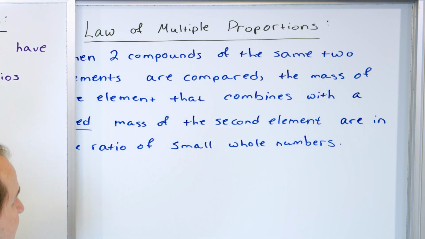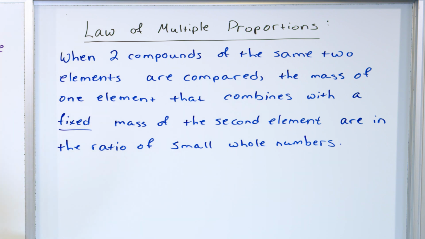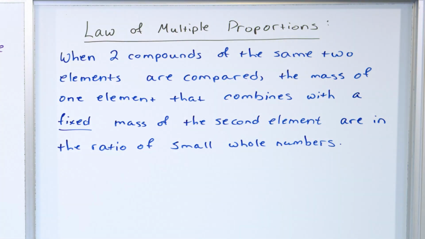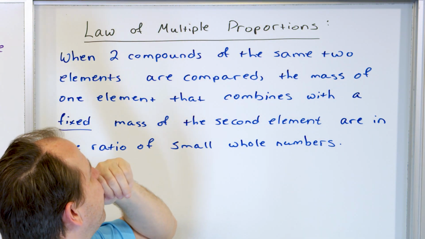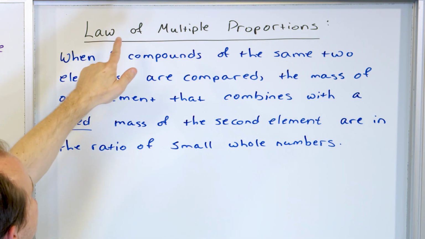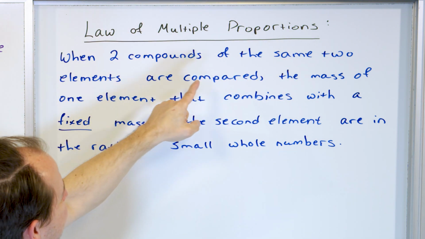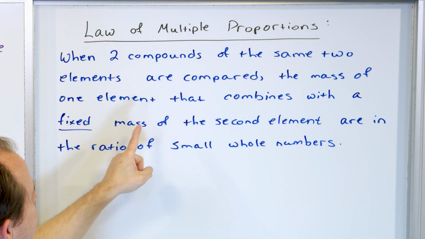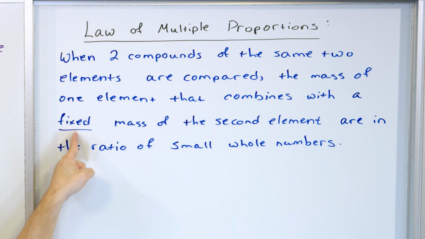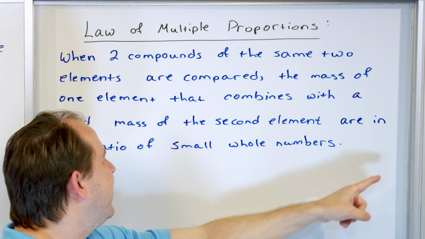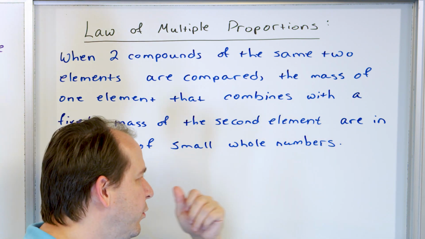This one right here is the one that is much, much more difficult for most students to understand. So we're going to read it several times, and then we're going to talk about it with a real example. So here it is, the law of multiple proportions. We're going to read it a few times. When 2 different compounds of the same 2 different elements are compared, the mass of one element that combines with a fixed, underlined fixed, mass of the other element, the second element, are in the ratio of small whole numbers.